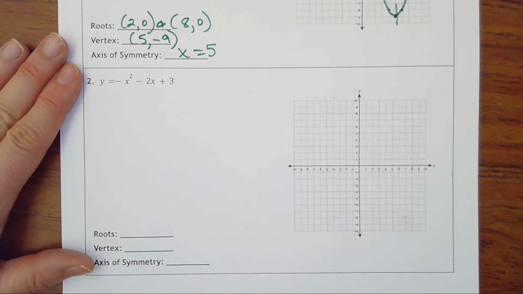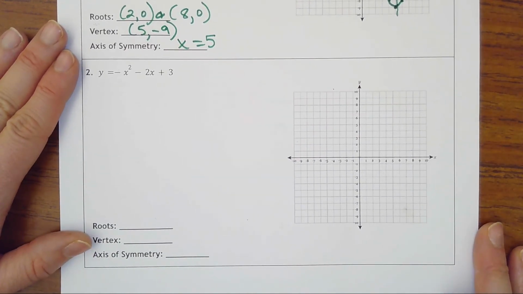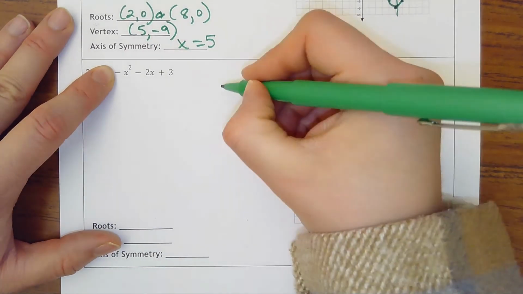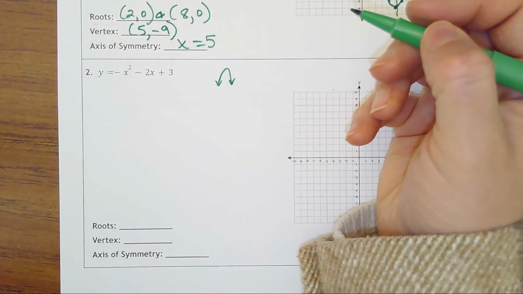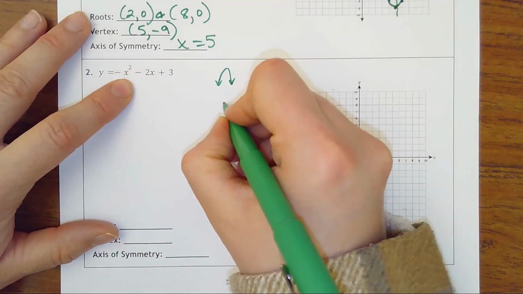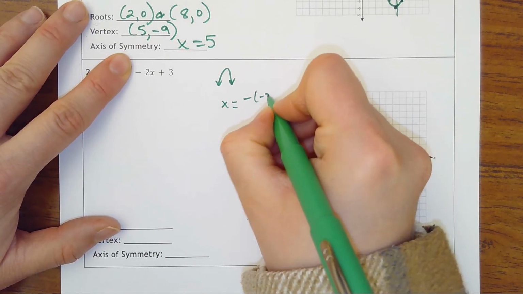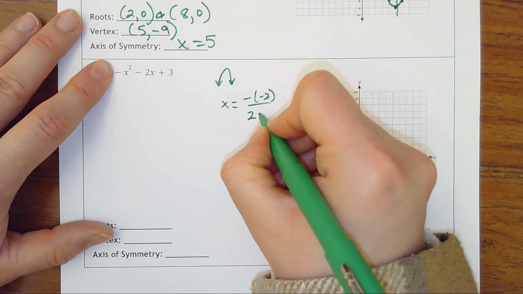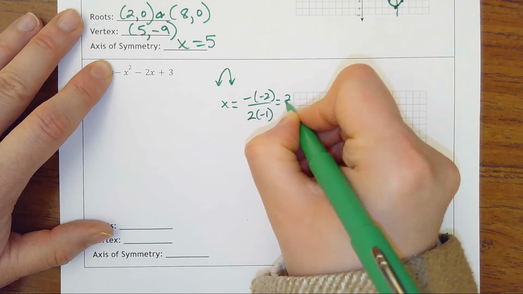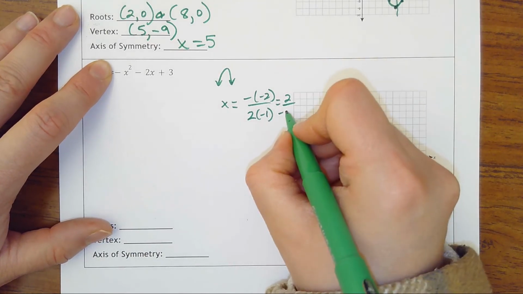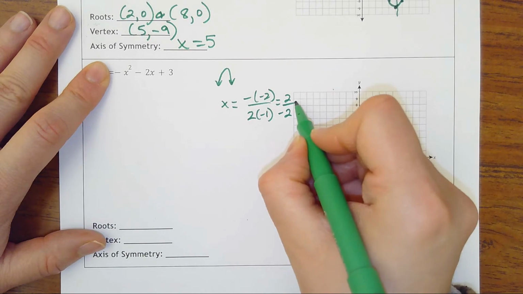Okay, one more of those. So this time our a value is negative. That means it's going to open down like this. Go ahead and start with finding your axis of symmetry, your middle point. So x equals a negative of our b, which is negative 2, over 2 times our a, which is negative 1. So it'd be 2 over negative 2, which is negative 1.